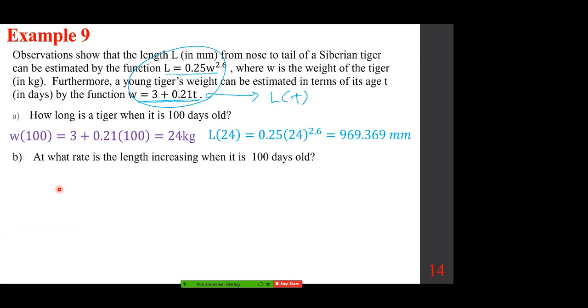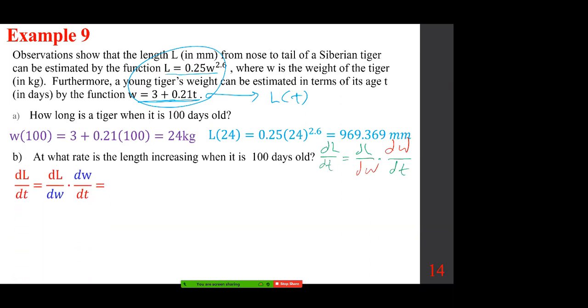I want you to see this part, class. This is important. The way you set up this one, this is in Leibniz notation. I'll show you both ways because they're both doable. I'd rather do the Leibniz notation. If I want to go with the Leibniz notation, at what rate the length is increasing when it's 100 days old, that means dL dT. That's the meaning of it. So I'm going to put the dL here and then dT here. And then between L and T, what is the other variable? L is a function of W, and W is a function of T. Therefore, I need to find the W here, okay, class?